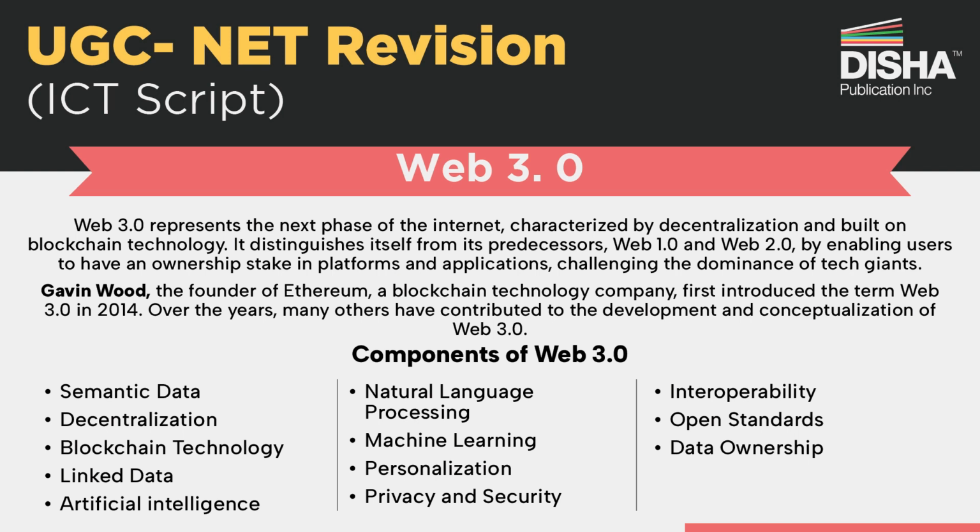Machine learning. Machine learning algorithms are used to process and analyze vast amounts of data, making the web smarter and more adaptive. They can detect patterns, provide personalized content, and improve search results.